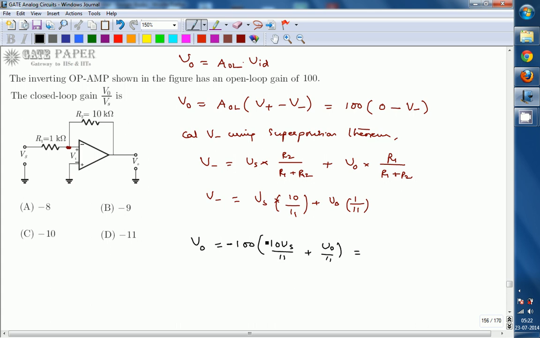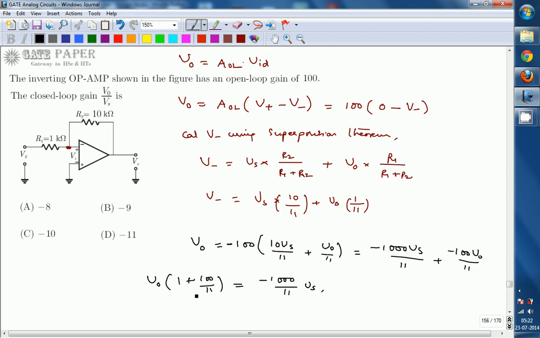You can take this minus 100 inside, so it is minus 1000 Vs divided by 11 plus minus 100 V naught divided by 11. This minus 100 V naught, if you take it to this side, will become V naught into 1 plus 100 by 11, which is equal to minus 1000 by 11 Vs.